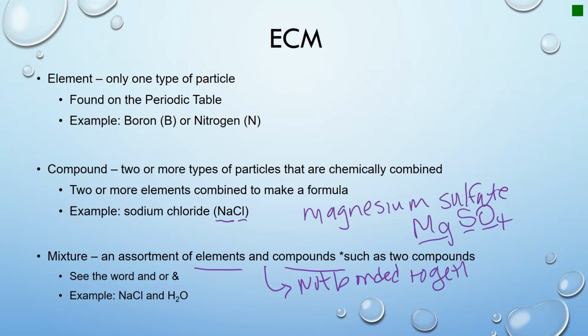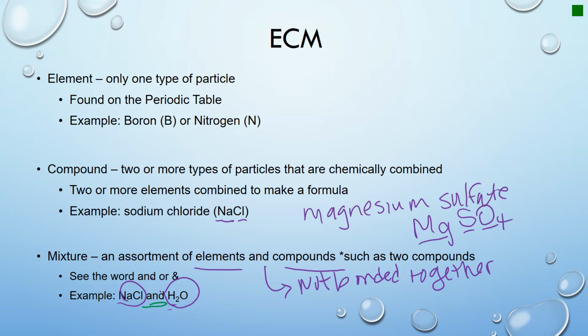And how you'll see that in the words is that you'll see one compound, so NaCl, and then you'll see the word and, or a formula or symbol for another compound. Okay, what that's saying is that Na and Cl are bonded together. That's why they're right next to each other. And in H2O, that hydrogen is bonded to that oxygen. But the NaCl is not bonded to the H2O. That's why you have the and.